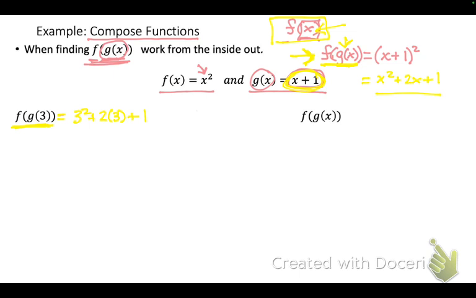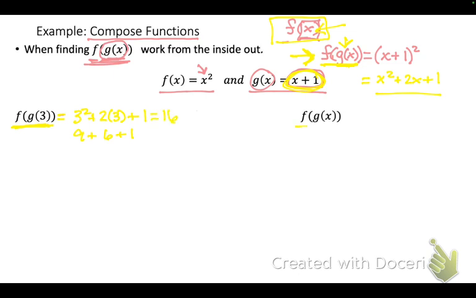Does everyone see what happened? We're going to start at the beginning. F of x, what did x turn into? X plus 1. So we had to plug it in. And now we're doing f of g of 3. So the x's become now what? 3's. So I have 9 plus 6 plus 1. 16. So 16.